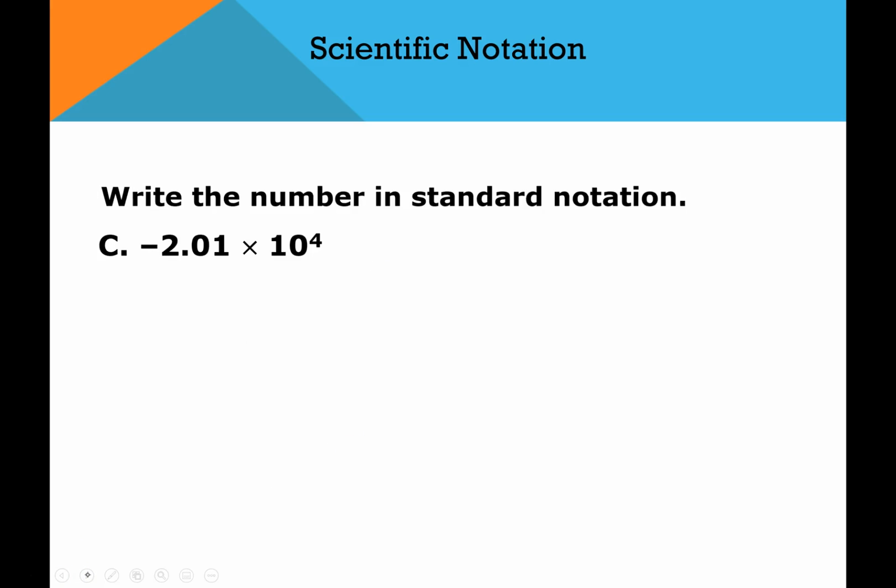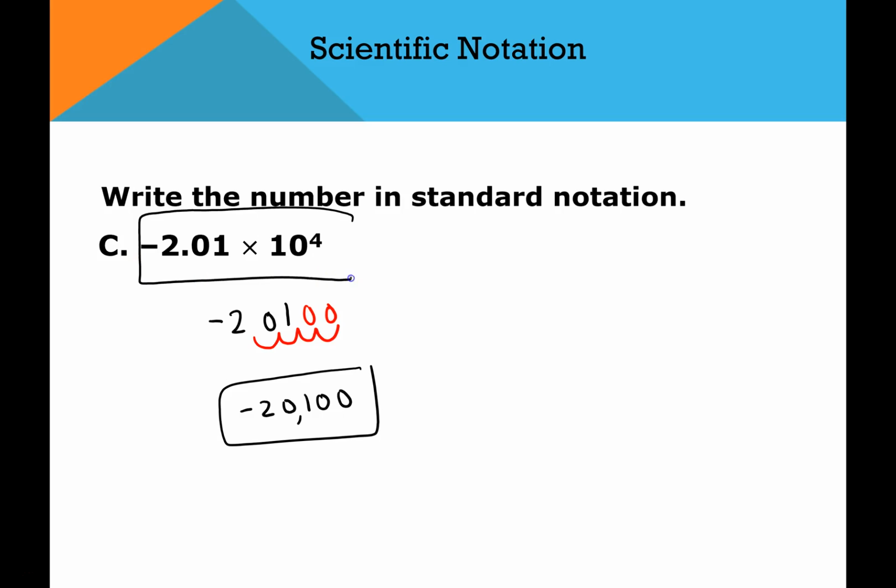All right, maybe pause the video and see if you can get this one correct. All right, let's see if you got it right. You took your negative 2.01, and then since it's a positive 4, you're going to the right 1, 2, 3, 4, putting your 2 zeros in, and you are left with a negative 20100, which is negative 20,100. I'm going to try to erase this. Oh, I did it perfectly. All right, so these two things are exactly the same thing.